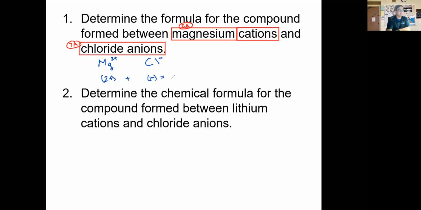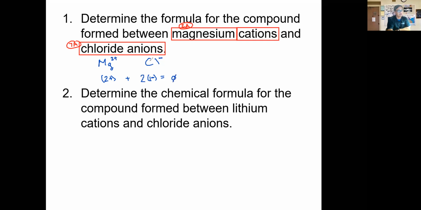You won't get 0, because you'll get a net charge of +1. And we can't have that. Remember, an ionic compound has to be neutral. So what do we have to do? We need more negative charge. So if we had 2 of them, then the charge would be 0.